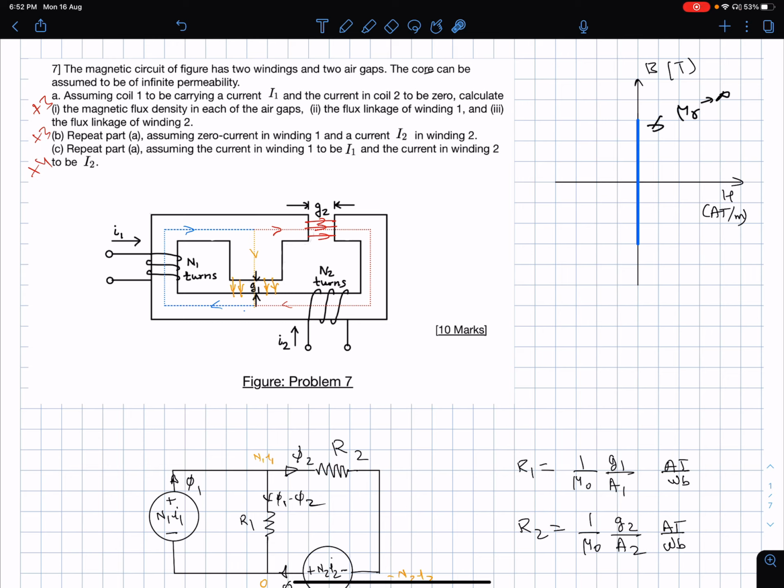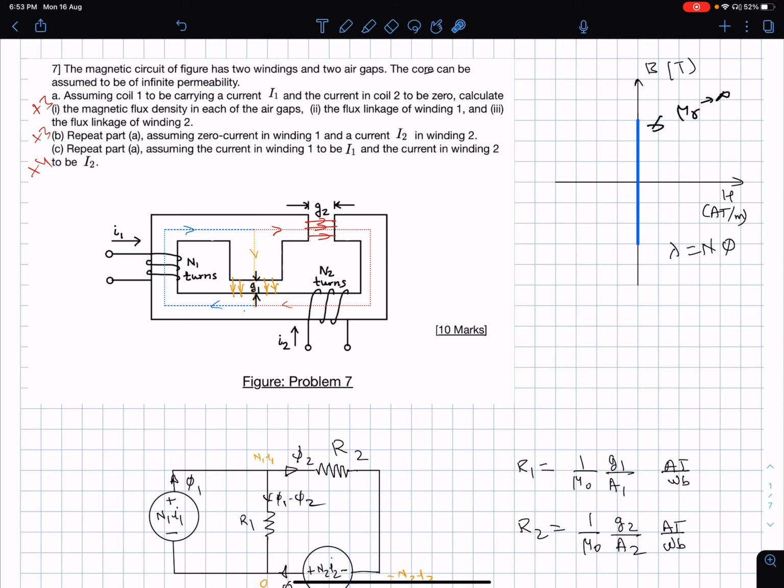The flux linking winding 1, this is winding 1, and the flux linkage for winding 2. So flux linkage is N times phi. So it's the flux linkage which has been asked, not just the flux which has been asked. You should make note of this.